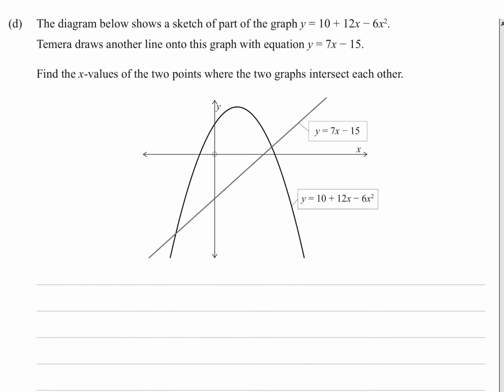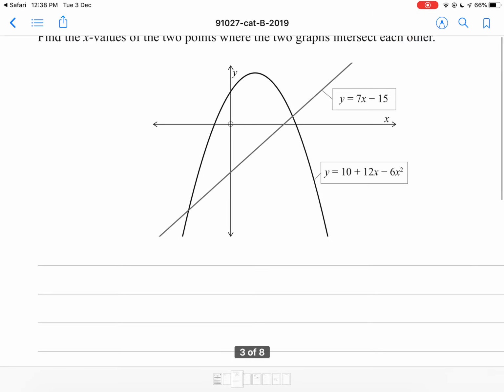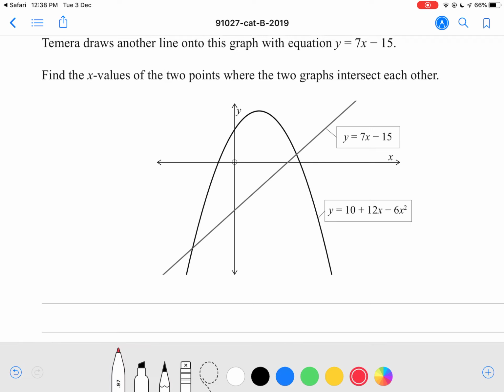The diagram below shows a sketch of part of the graph y equals 10 plus 12x minus 6x squared. Tamara draws another line onto this graph with the equation y equals 7x minus 15. Find the x values of the 2 points where the graphs intersect each other. So we want to find this x point here and this x point here.